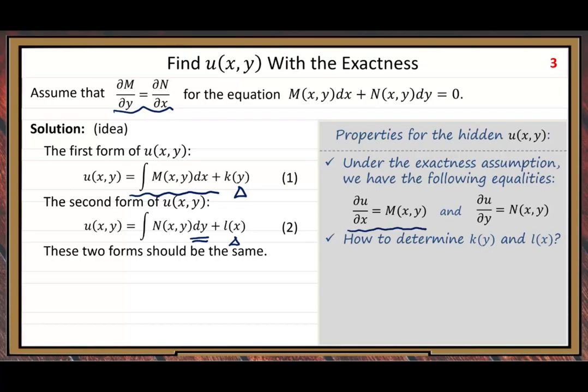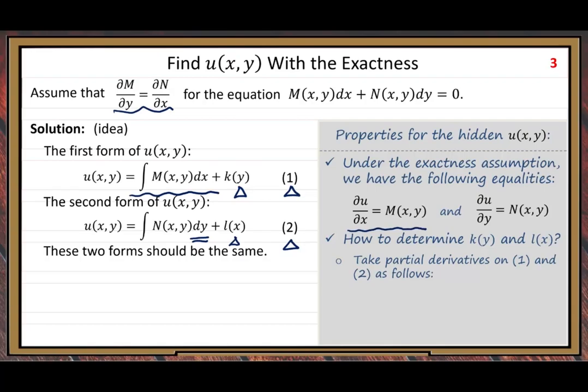It's not very hard. Let me give you the standard way to determine the k function and the l function. We just take partial derivatives on equation 1 the first time, on equation 2 the second time. We can get some information about the little k function and the little l function. Let's do it.